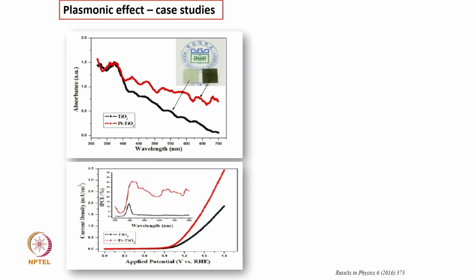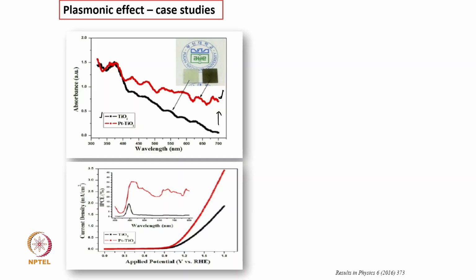So you load it with platinum. You can see that the black one is the TiO2, and there was no platinum, no particle. And then if you record the absorbance with platinized TiO2, you can see there is a huge rise in the absorption. And this is again simply the surface plasmon resonance effect, because of SPR there is an enhancement.